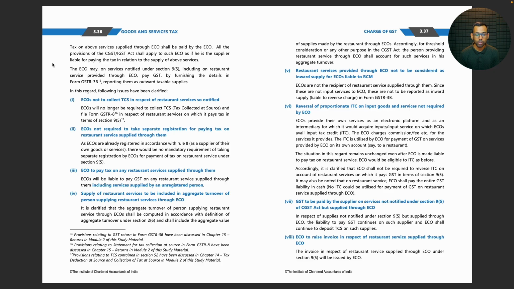ECO to pay tax on any restaurant services supplied through them. ECOs will be liable to pay GST on any restaurant service supplied through them, including services supplied by an unregistered person.